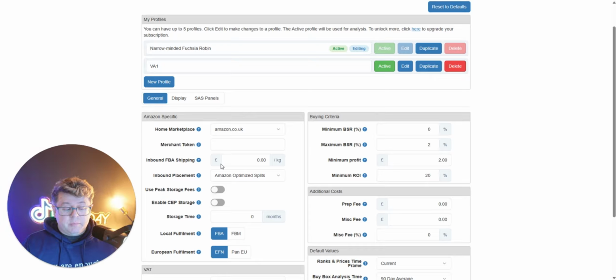Inbound FBA shipping, this is going to be the first one we need to input. This one is going to be calculating what the product weighs, and it's going to add a fee depending on that weight. So for example, if you had a 5 kilogram product which you want to send into Amazon, that will be more expensive than if you were selling packs of pens, for example.